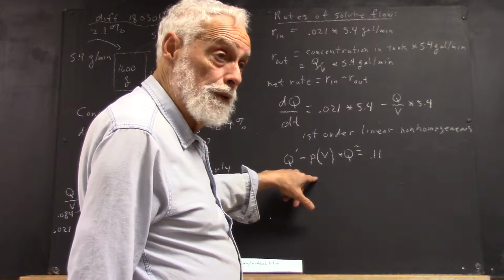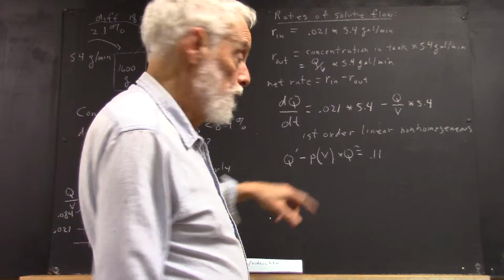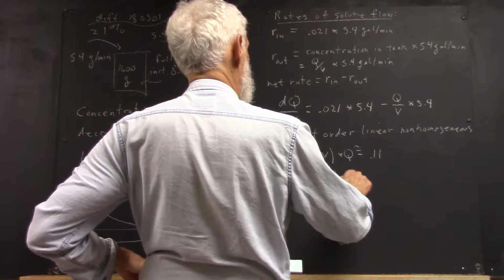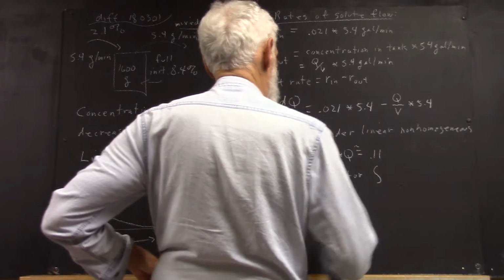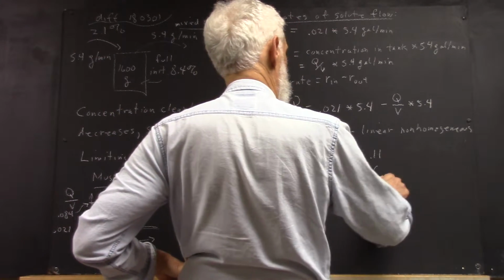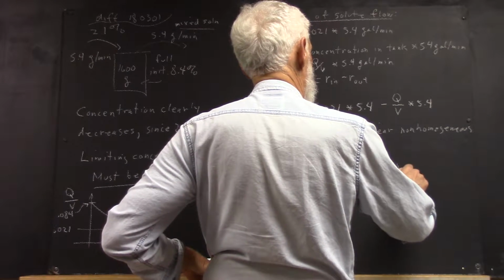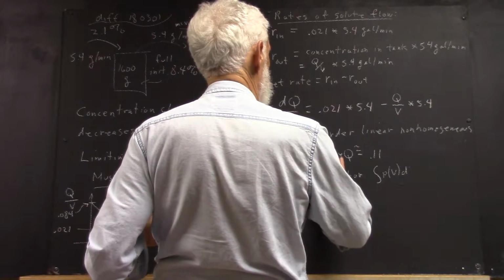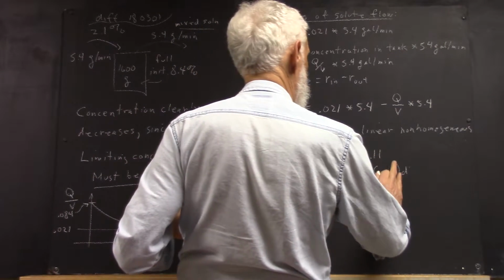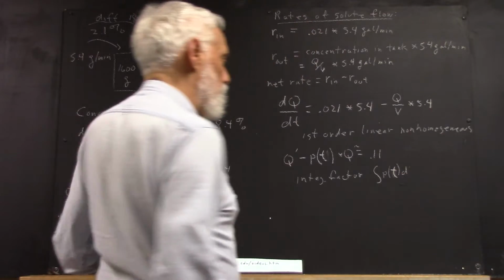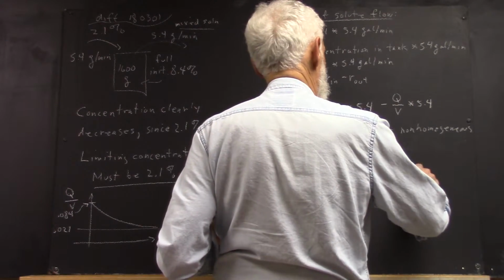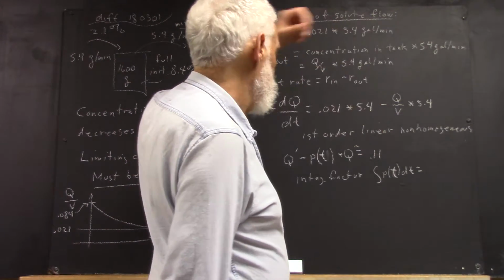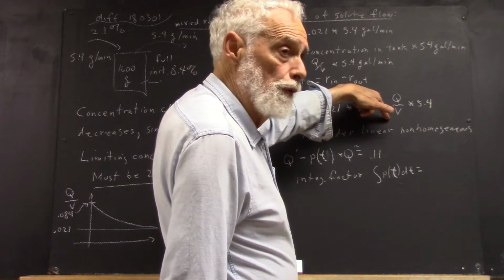So you solve this accordingly. Okay? Integrating factor is going to be an antiderivative of P of T with respect to T. Integral P of T with respect to T, and, well, P of T is just a constant. It's 5.4 over V, right?